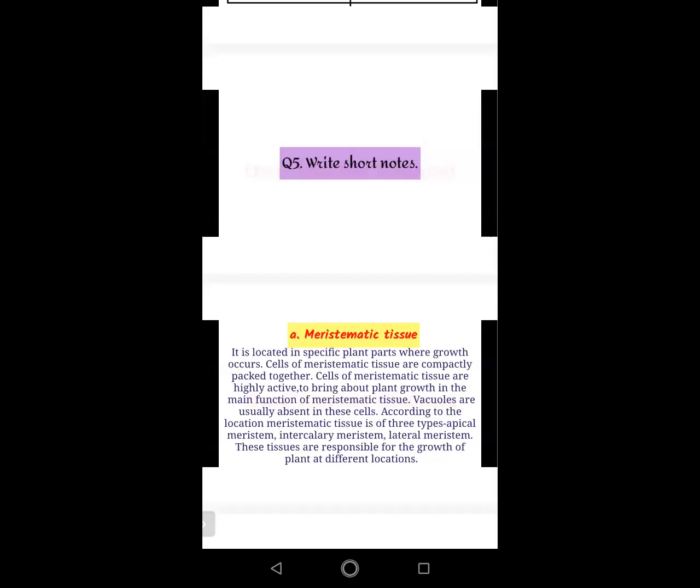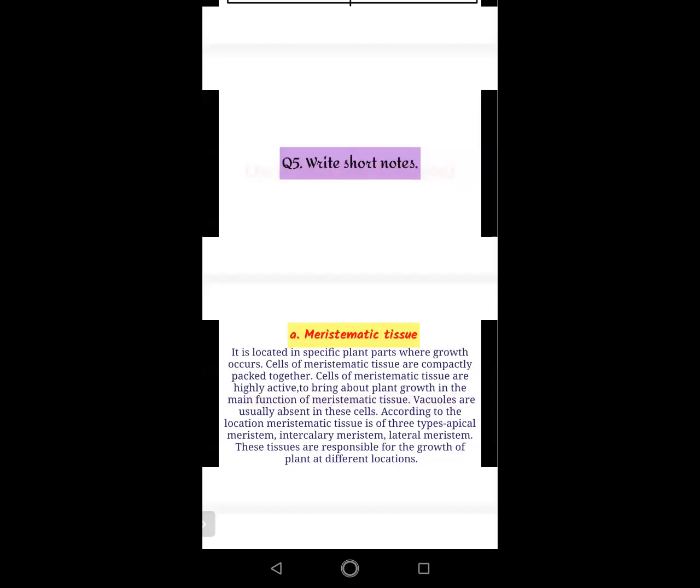According to the location, meristematic tissues are of 3 types. How many types of meristematic tissues are there? 3 types: apical meristem, intercalary meristem and lateral meristem. There are 3 types. These tissues are responsible for the growth of plants at different locations.